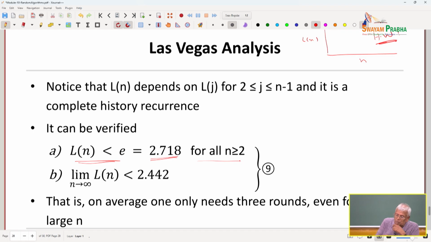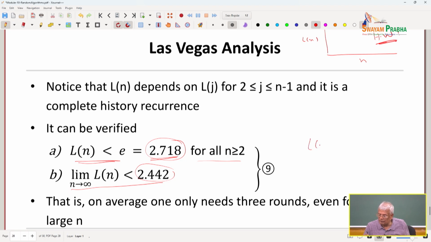So Ln is less than 2.71. That means if you conduct this election, irrespective of how large the population of the city, I should be able to get the leader in no more than 3 rounds on average. That's a remarkable result. Also, I can compute the exact solution and compute the limit. The limit is essentially 2.442. The exact limit is less than the approximation. So this is an upper bound, this is a limit.